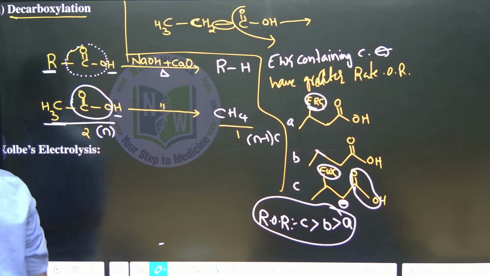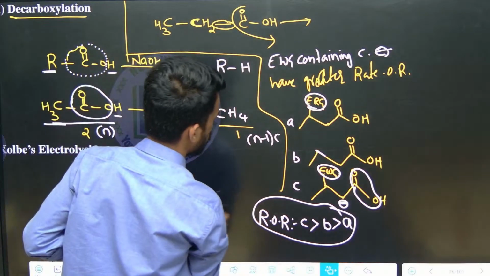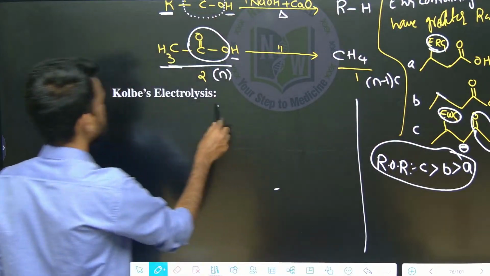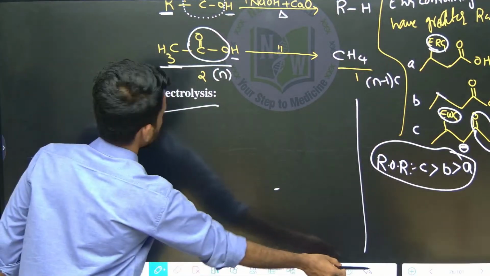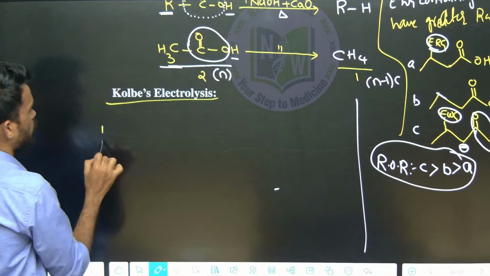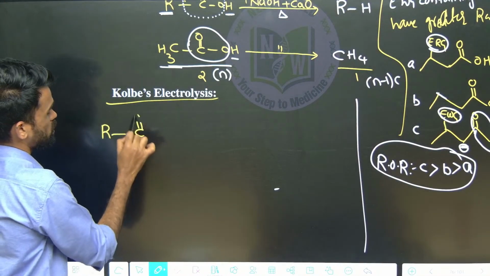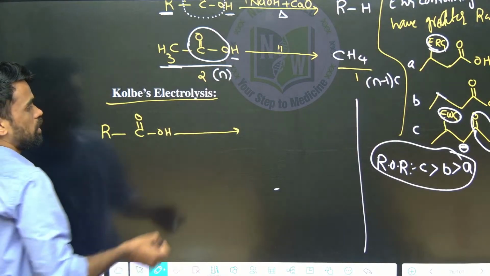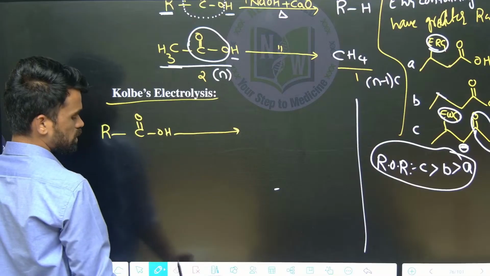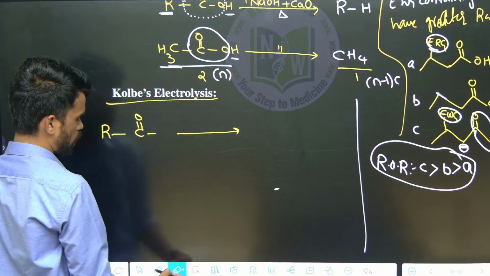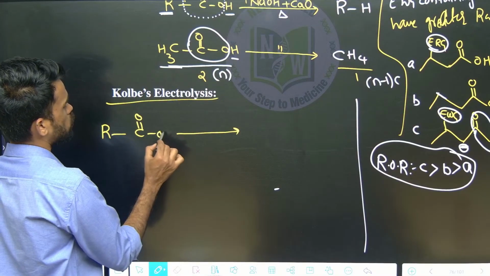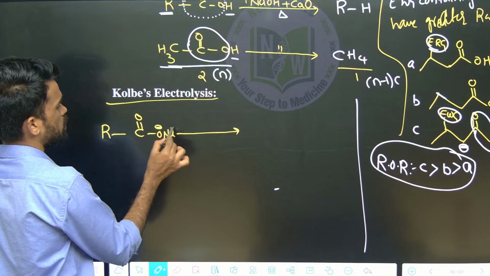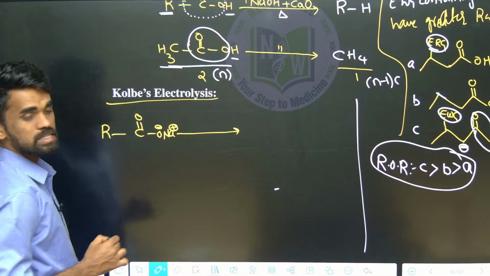Next we have Kolbe electrolysis. What is Kolbe electrolysis? It's easy. See what I am writing here, RCOOH. This is a carboxylic acid. We take the salt of this carboxylic acid, meaning you add a base. Let us say NaOH is added, and the sodium salt of the carboxylate is formed.